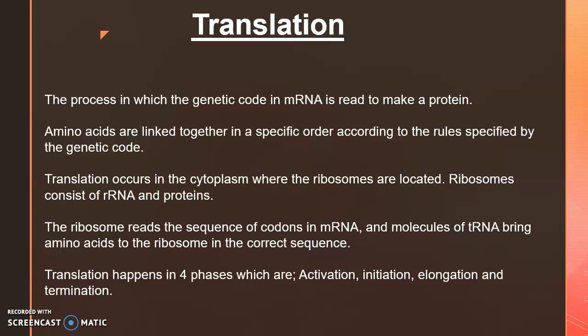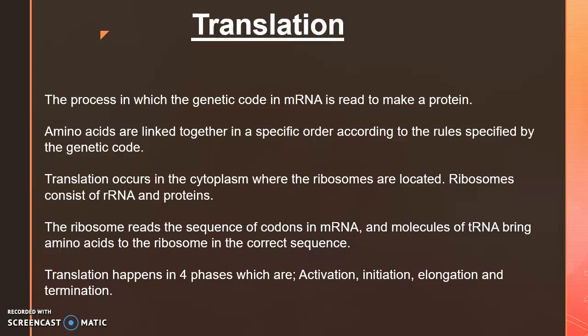Translation is the process in which the genetic code in mRNA is read to make a protein. Amino acids are linked together in a specific order according to the rules specified by the genetic code. Translation occurs in the cytoplasm, where the ribosomes are located. Ribosomes consist of rRNA and proteins.